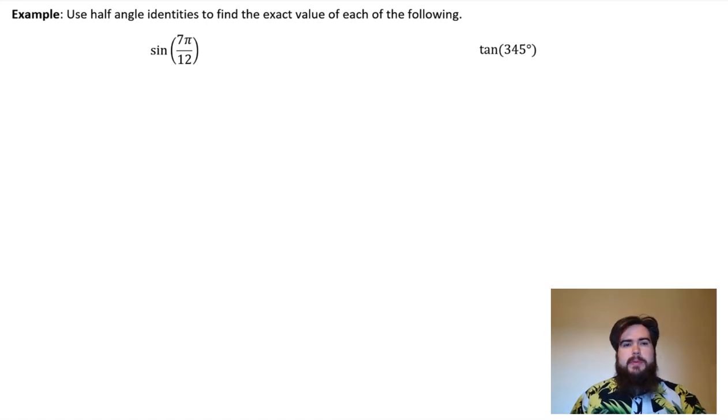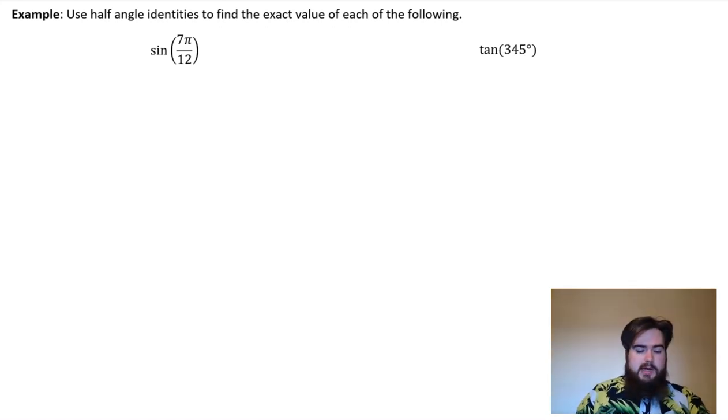In this example, we will be using half-angle identities to find the exact value of each of the following. First, we will be doing sine of 7 pi over 12, and we will also be doing tangent of 345 degrees. I will say up front, however, that both of these can actually be solved using sum and difference formulas, and if you would like to take a moment to try to solve those using those, then go ahead. However, in this case, we're going to demonstrate how you can do this with half-angle.